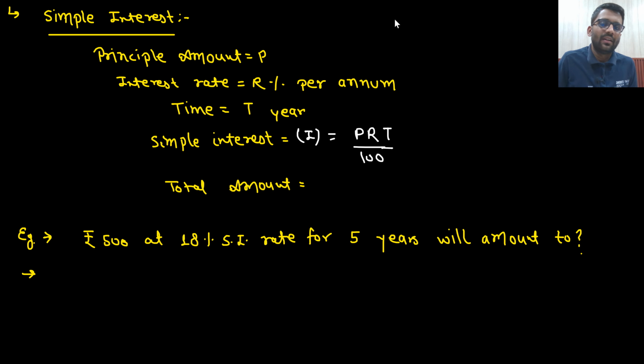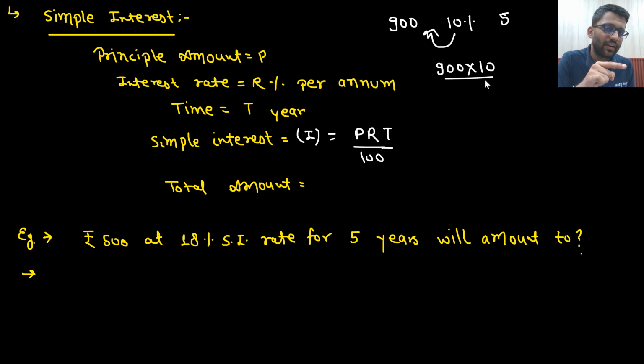Let's take an example. You have 900 rupees. Every year you will give me 10% of this for 5 years. So what will be 10% of 900? 900 into 10 by 100, and you will give it to me for 5 years, into 5. So this is what we are doing. P into R by 100 into T. So PRT by 100. That's it. This is the formula which you don't need to remember.